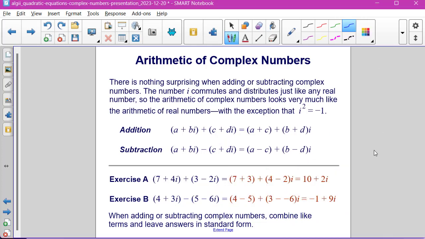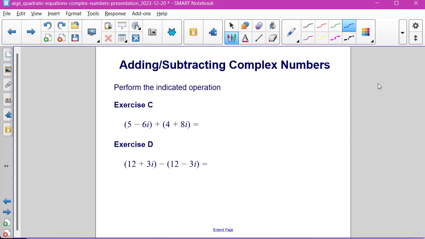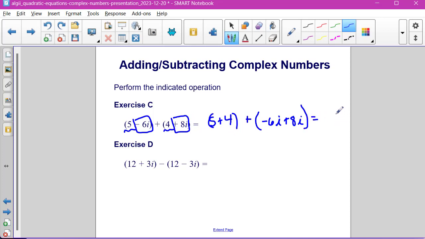And here we see the solutions to exercises A and B, and they do match the solutions that we just found. Here are some more exercises that we can work through. In exercise C, we are adding together 5 minus 6i and 4 plus 8i. So since this is addition, it is simply combining like terms. So we have 5 plus 4 plus, then we have -6i plus 8i. And that will give us as our final answer 9 plus 2i.